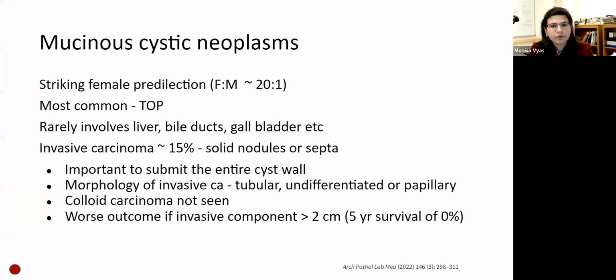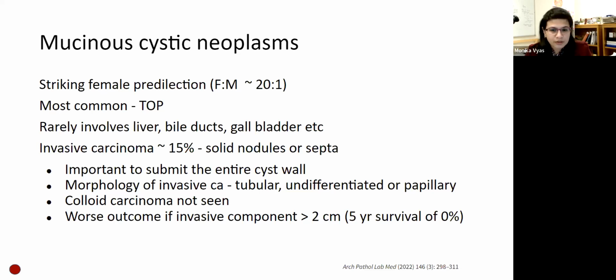So very quickly, mucinous cystic neoplasms show a very striking female predilection. So most cases described are women, and they're usually seen in the tail of the pancreas. Rarely they can involve other organs too. They've been described in the liver, bile ducts, and gallbladder. The chances of having an invasive component in these is less than that for IPMN. So one-third of IPMNs can have invasive malignancy, whereas in MCNs, it's around 15%.